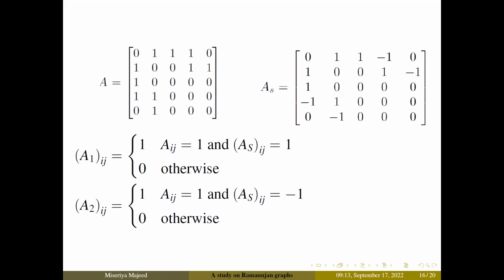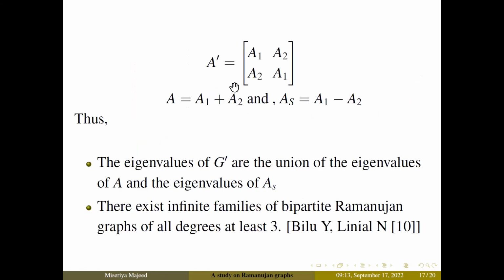Then we construct the adjacency matrix of the graph, A, and find A_s. That is, we replace 1 with -1 in each case where a particular crossing is given. Then we find A and A_s. Next, we find A1 and A2 by these equations. Then we can find that A dash, which is the adjacency matrix of G dash, is equal to this form. And also these are connected by these equations.